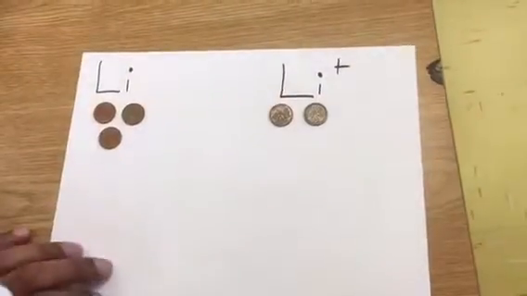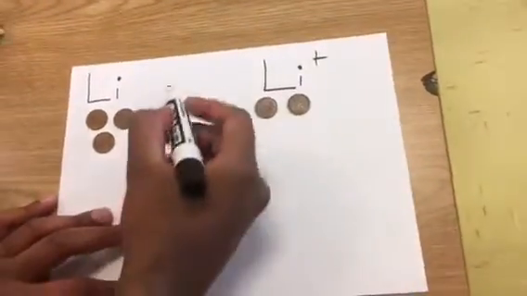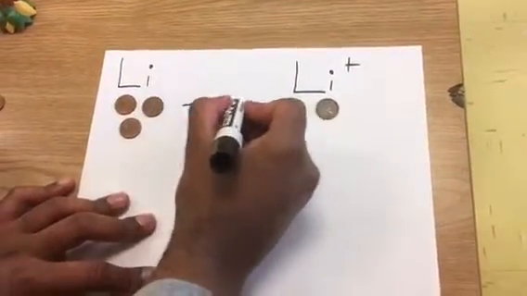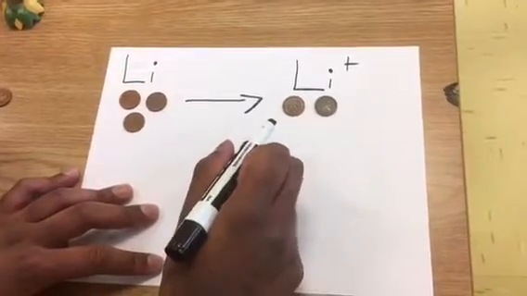So today I'm going to be explaining ionization energy and electronegativity. So this is a lithium ion, and this is lithium. Lithium turns into this lithium ion. It turns into a lithium ion because of ionization energy.